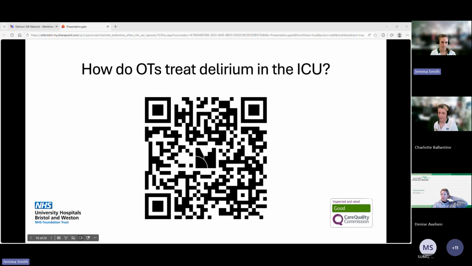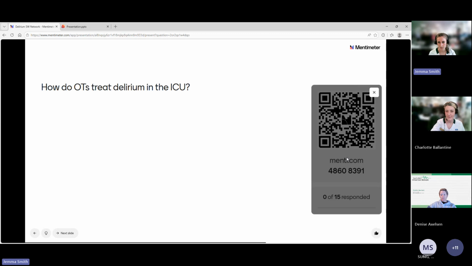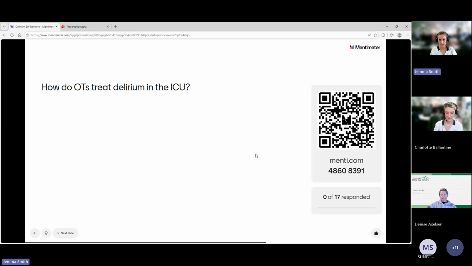Great, so another little Mentimeter for you. What are you doing in your units to manage delirium? What are your strategies? What are your OT-specific interventions? I'm just going to flick onto the Mentimeter thing. So there you go, QR code and the login if you need it as well. We'll give you a few minutes. Got 18 people to respond this time.